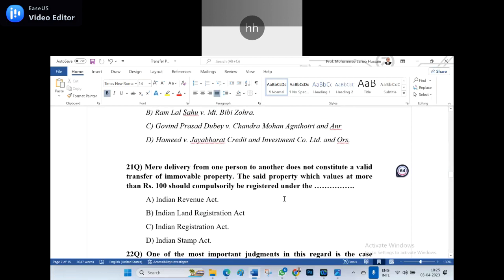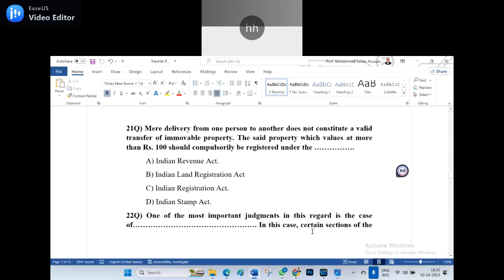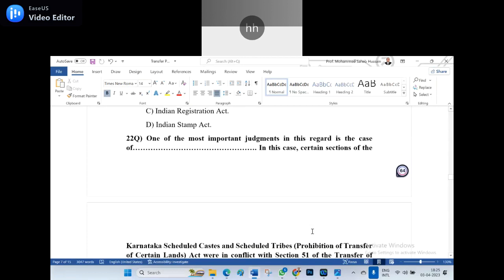21st question. Mere delivery from one person to another does not constitute a valid transfer of movable property. The said property, valued at more than 100, should compulsorily be registered under dash. A. Indian Revenue Act. B. Indian Land Registration Act. C. Indian Registration Act. D. Indian Stamp Act. D, Stamp Act? Wrong. Registration Act. I kept the Registration Act to confuse them, because people will say Indian Stamp Act immediately. It is the Indian Registration Act, the right answer.